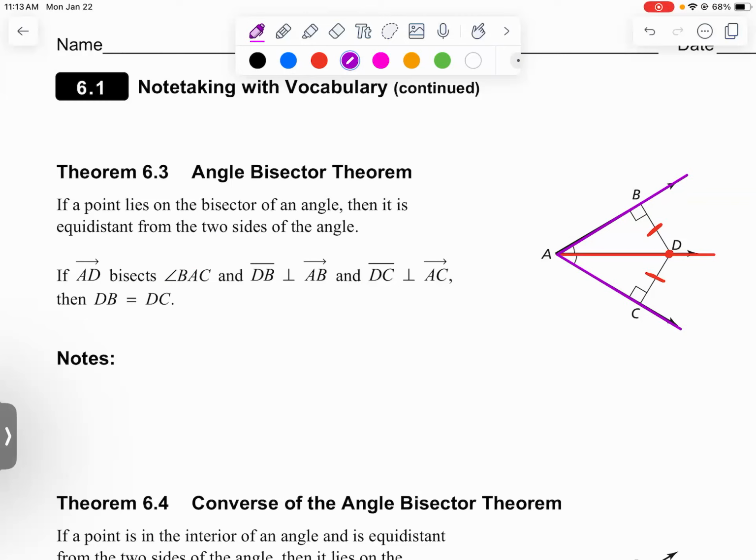But the big thing is, here's our angle bisector. Those segments right there are the ones that are congruent, okay? So let's draw a picture. Are you ready?